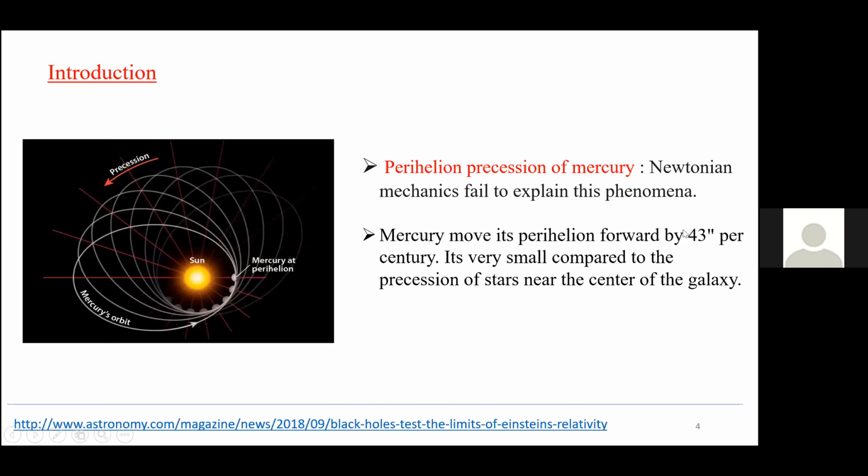As we know, Newtonian mechanics fails to explain accurately the perihelion precession of Mercury. To explain this phenomenon, we need to consider the general theory of relativity. By observation, Mercury moves its perihelion forward by 43 arc seconds per century, and this is very small compared to the precession of stars near the galactic center of the Milky Way.